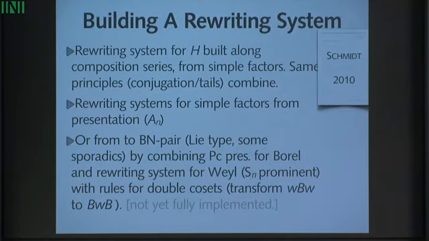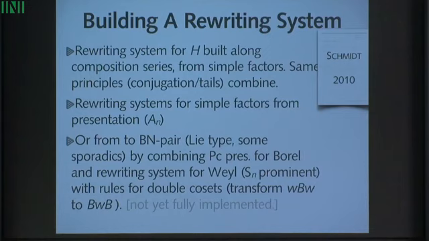Okay, where do we get a confluent rewriting system? In some way, this is already written up in a paper by Jack Schmidt in 2010. We can build it along a composition series just from the simple factors. That's the same idea as how a PC presentation is put together from presentations for cyclic groups. We have conjugation rules, which bring elements into a normal form. The rules of the factor get tails, which describe the extension structure.